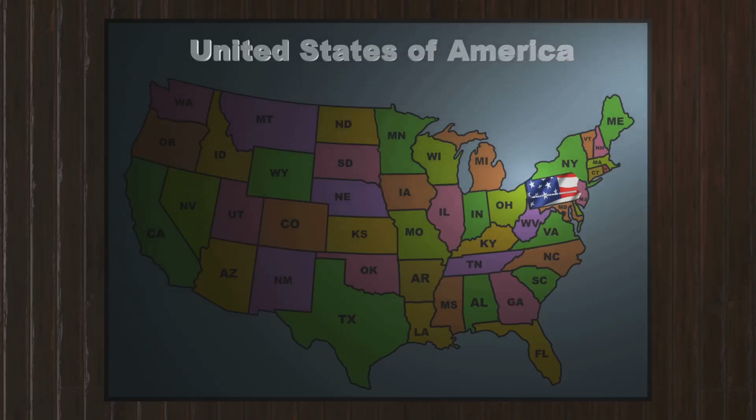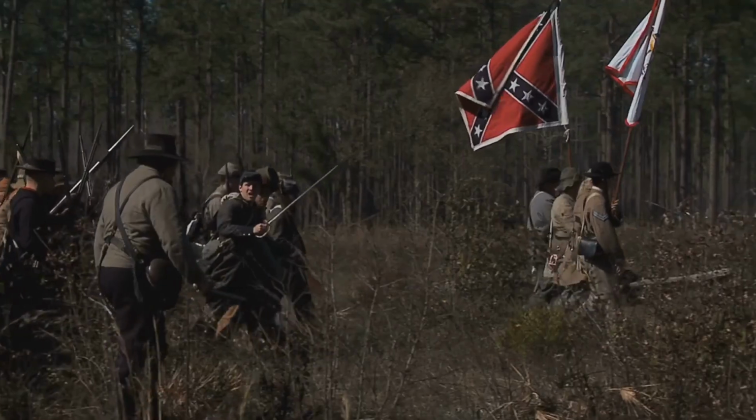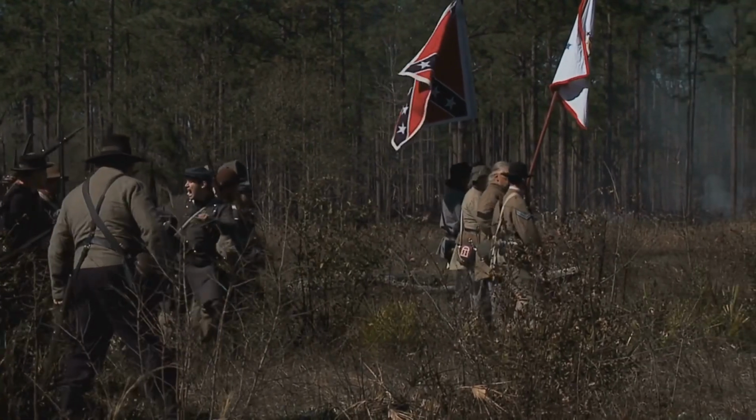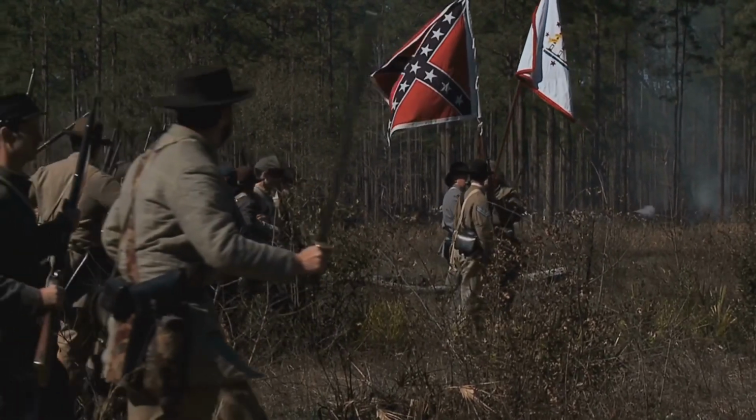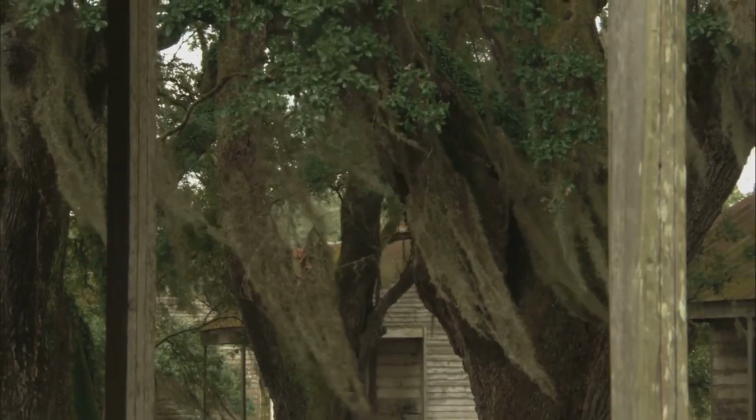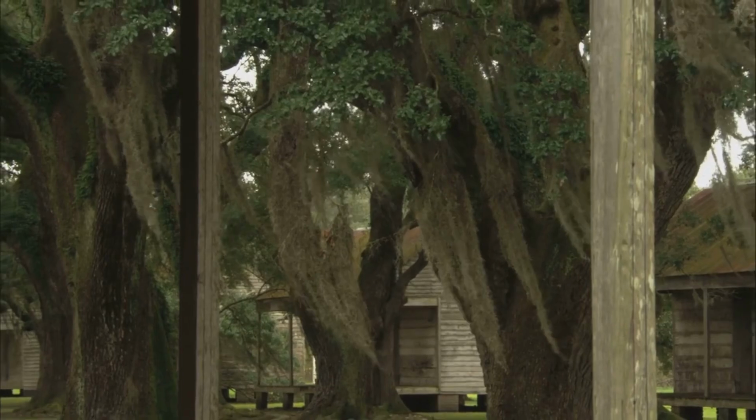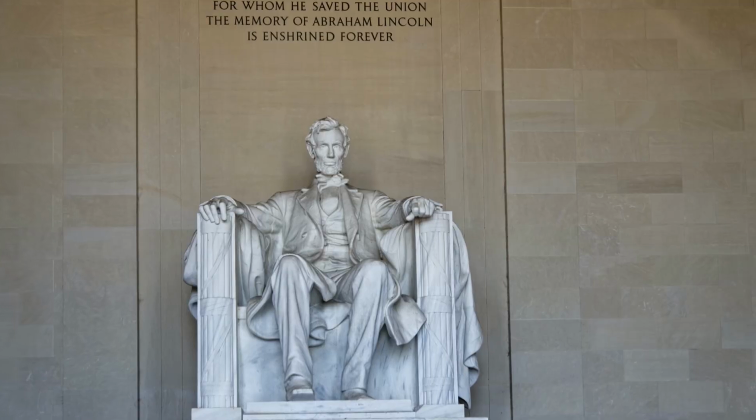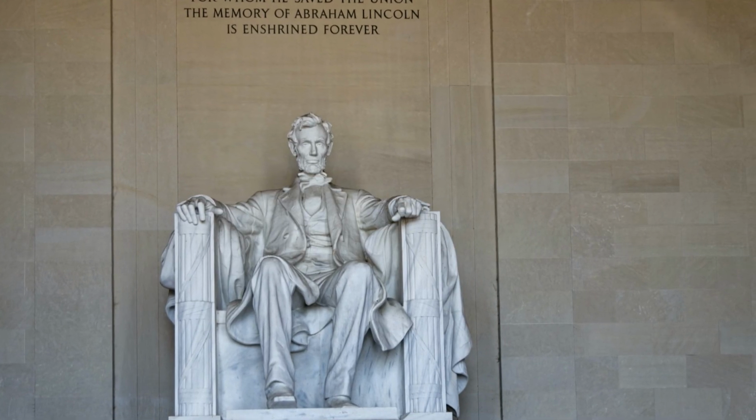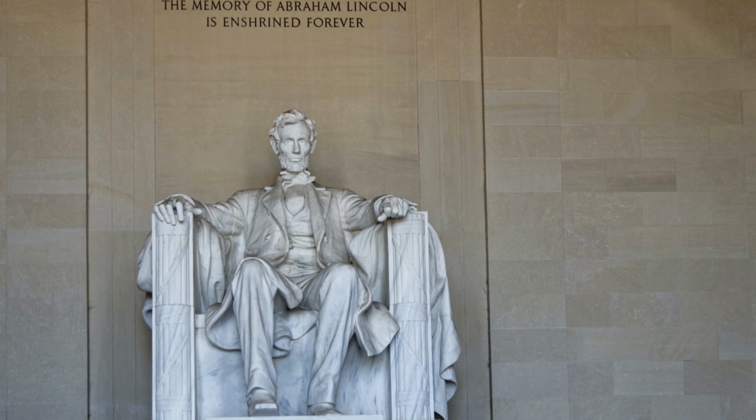The American Civil War, a brutal conflict from 1861 to 1865, pitted brother against brother and tore the nation apart. 11 southern states seceded from the Union, forming the Confederate States of America. Their primary grievance was the preservation of slavery, which they saw as integral to their way of life and economic prosperity. The Union, under President Abraham Lincoln, fought to preserve the nation and abolish slavery.